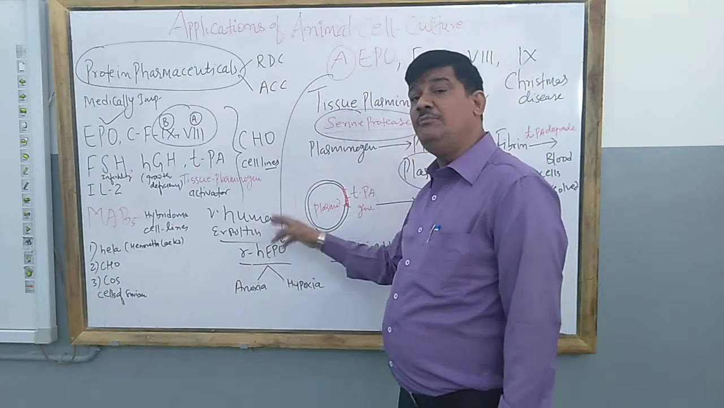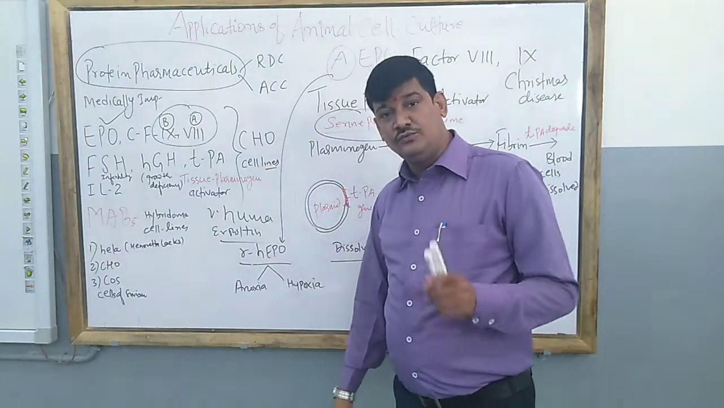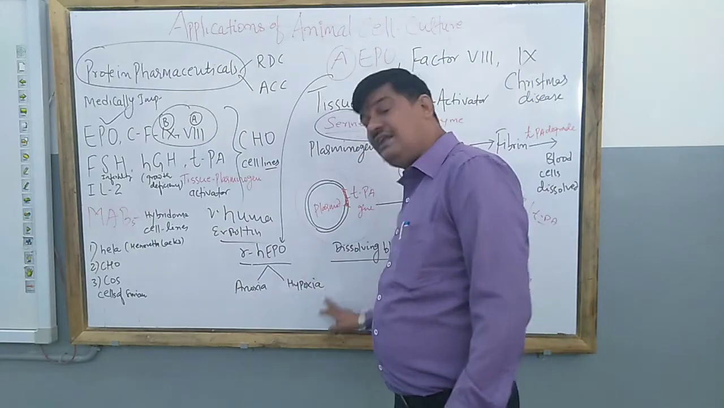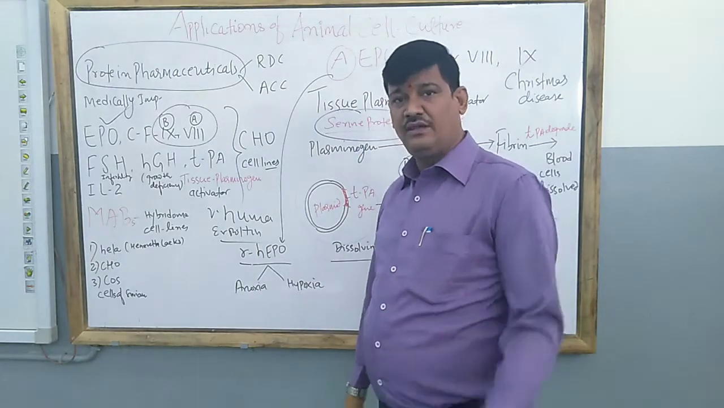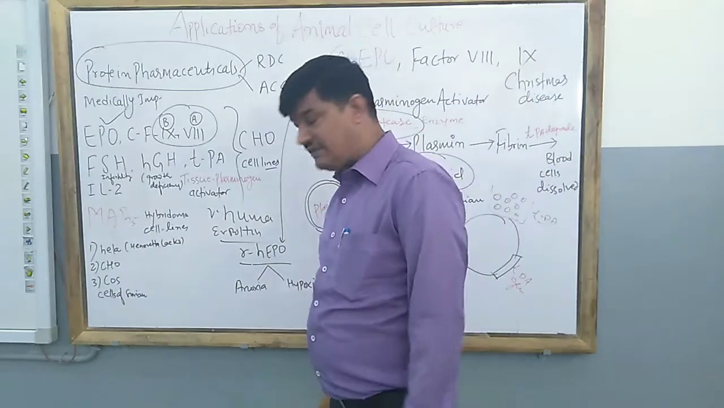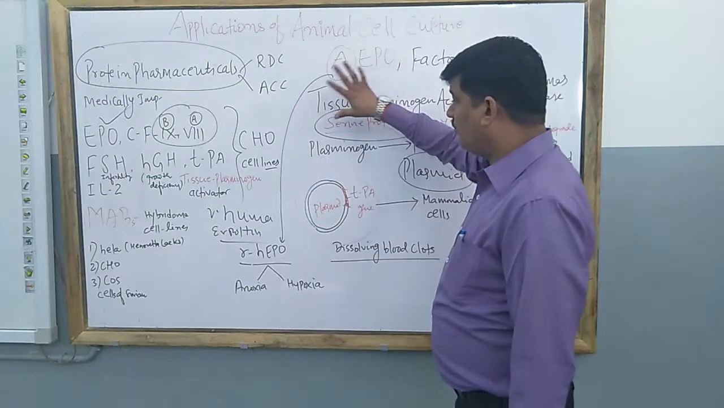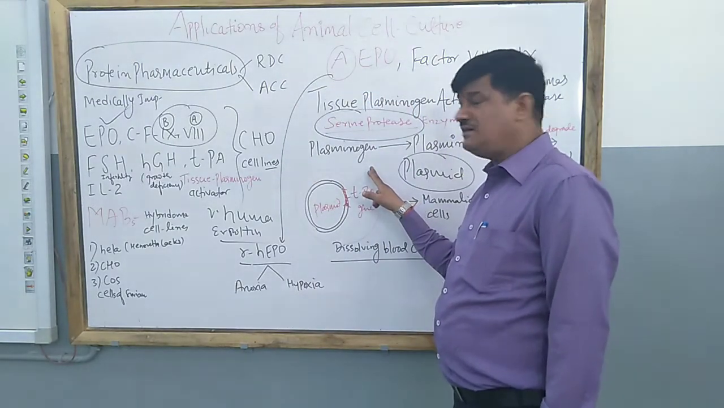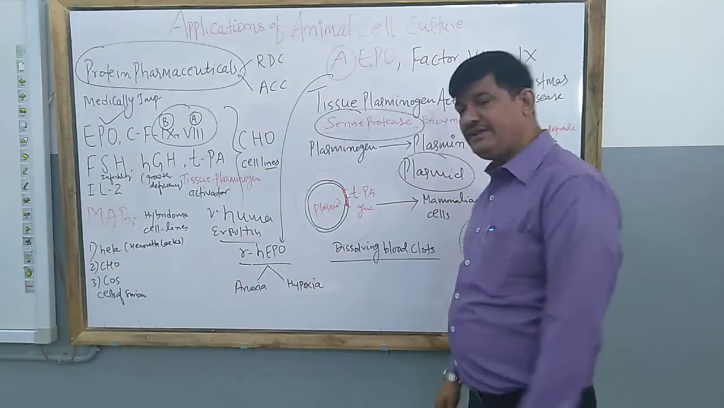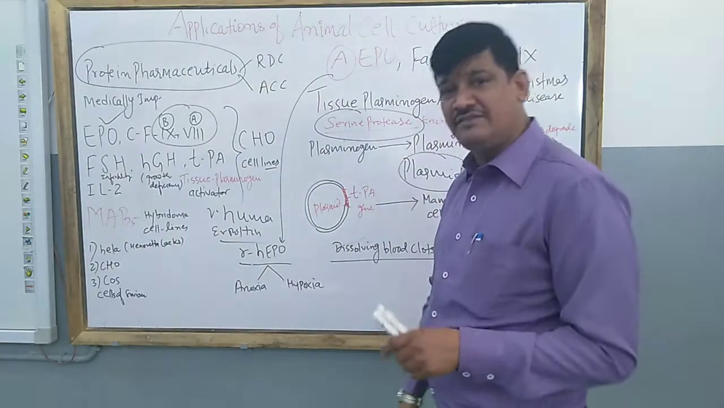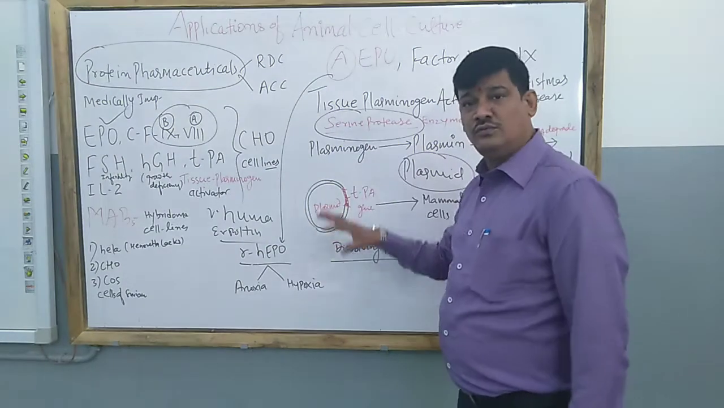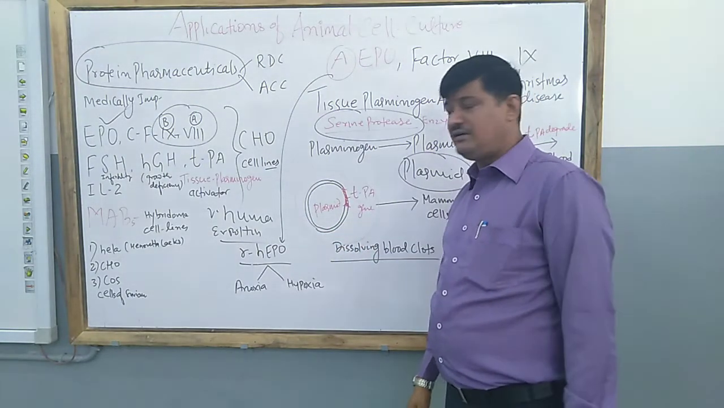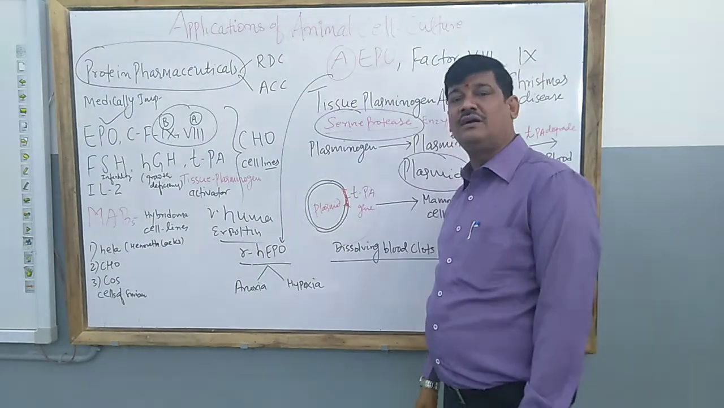Recombinant human EPO is basically used for the treatment of anoxia and hypoxia. It is related to anemia. Anemia is the lack of hemoglobin or lack of blood in the cells. And more importantly, nowadays we are applying TPA, that is tissue plasminogen activator. It is a serine protease and it is used to dissolve blood clots, given to patients who are suffering from cardiac arrest.